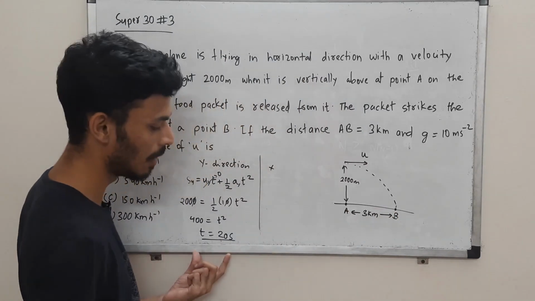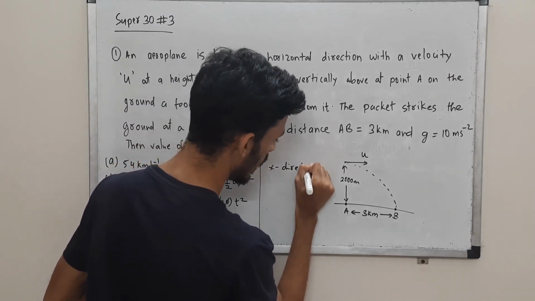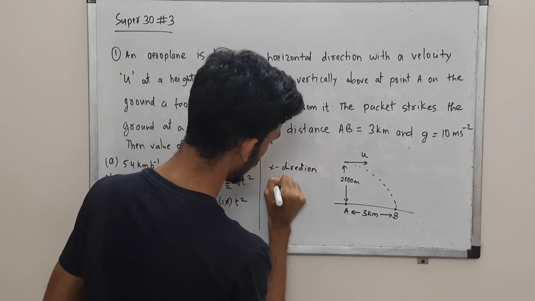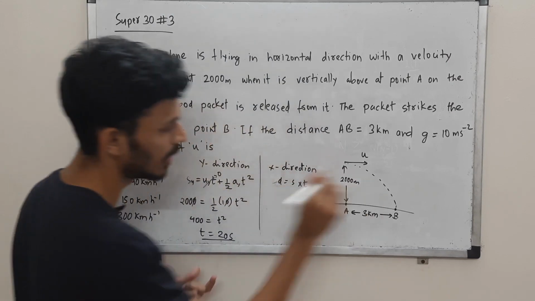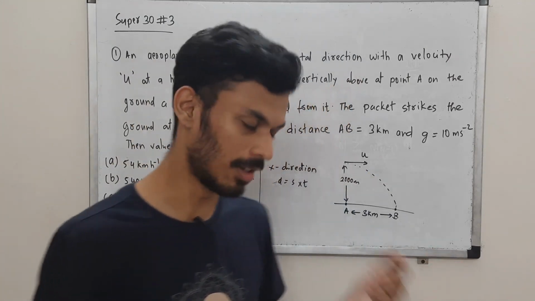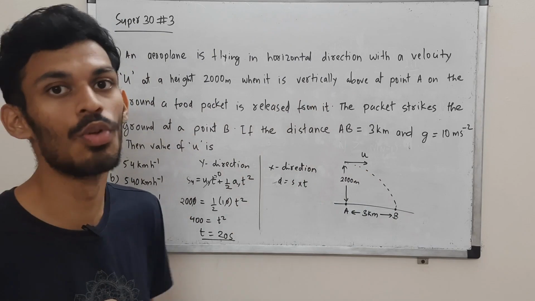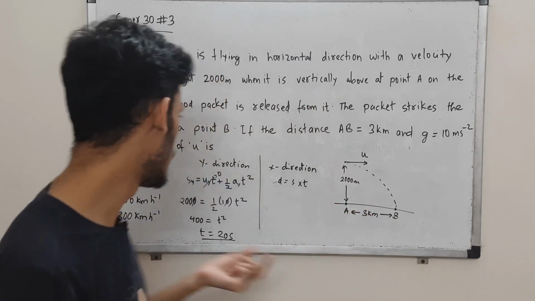Okay, so we can use the same time t in the x direction also. In the x direction, the case is simple because it is just distance equals speed into time, because here in the x direction there is no force, right? In the y direction, there is gravity, but in the x direction, there is no force on the particle. It's just pure velocity. So you can simply use s = ut.